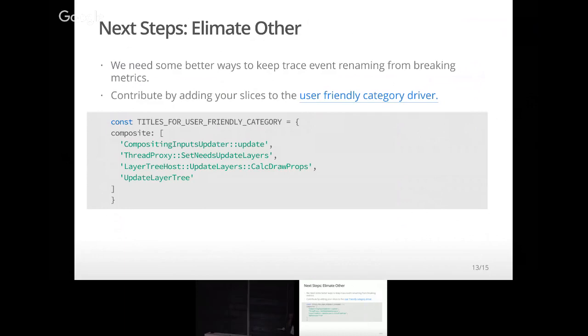Going forwards, I think we need some tests to make sure that we don't break this stuff. But my guess is if paint isn't showing up very big, it's probably just because we haven't categorized all the slices appropriately, and we should do that.